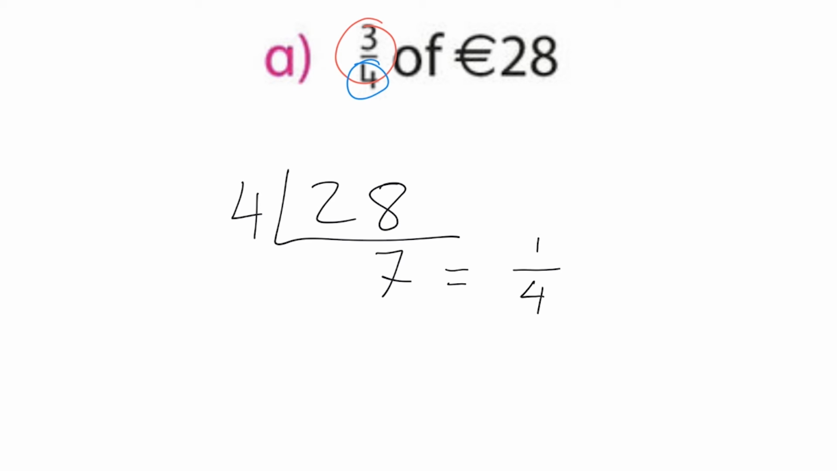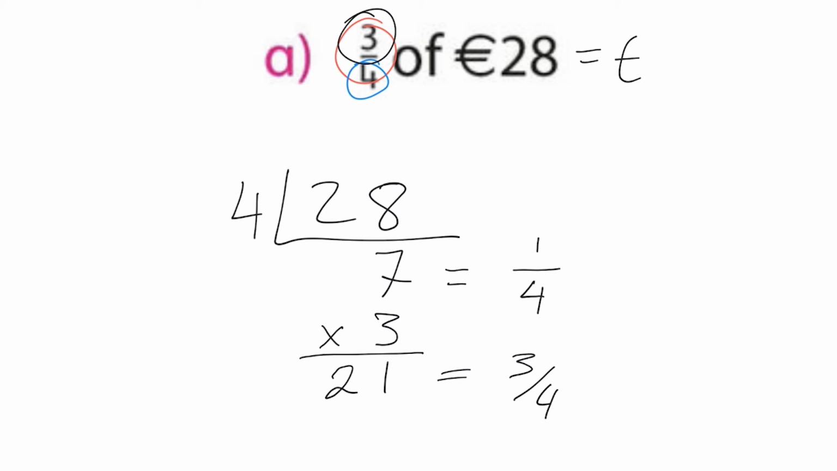We're looking for 3/4. So to find out how to get 3/4, we just take 1/4 and we multiply it by 3. So multiply 7 by 3 because we have 3 up there. That's going to give us 21. So 21 is going to be 3/4. So 3/4 of 28 euro is 21 euro. And that's how we get that.